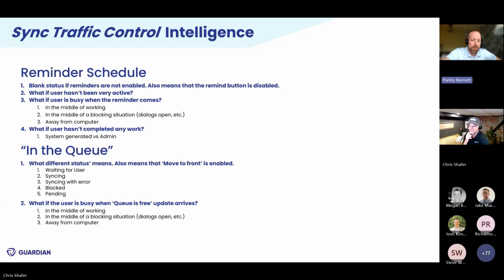And then if the user is busy when you're next in line, again, this is kind of similar to number 3 above in the reminder. You could be in the middle of working. So on that dialog, you have an option to allow the next user to sync, which again, you just kind of switch positions with that next user. And you could be in the middle of a block situation, which just as soon as you're out of that block situation, you're basically next in line. Or if you're away from the computer, Guardian will sync automatically for you.